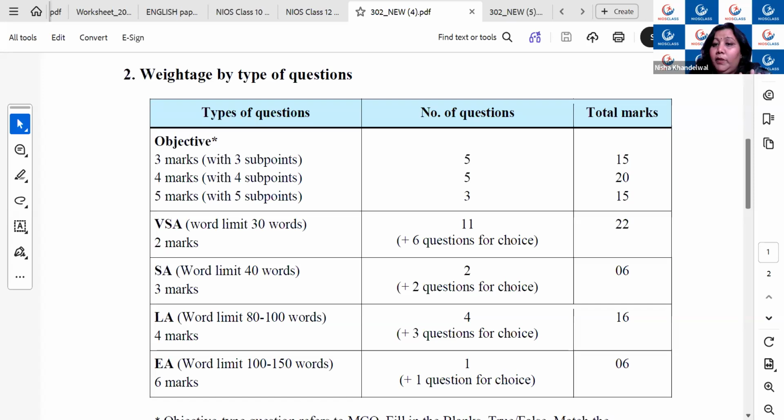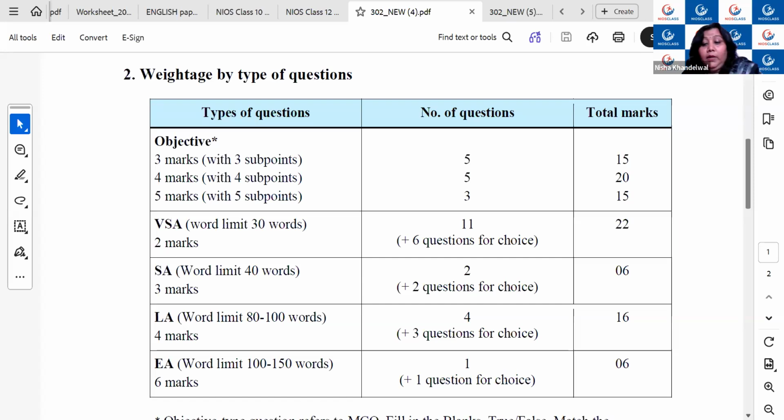Okay, the word limit would be 30 words, 22 marks. The short answer limit would be 40 words. 3 questions of 3 marks, 2 questions would be there. So now 2 plus 2, you will get the options. So 6 marks. Long question, 4 marks, 80 to 100 word limit. 4 questions you need to do, and 3 questions would be for the choice. That means in total you will get 7 questions. From there you need to do 4.